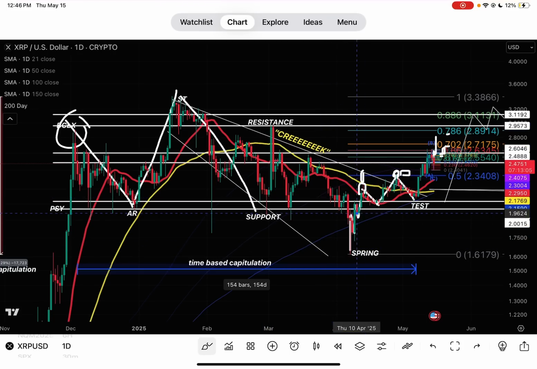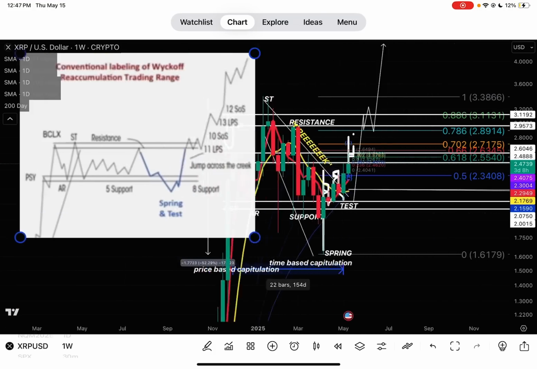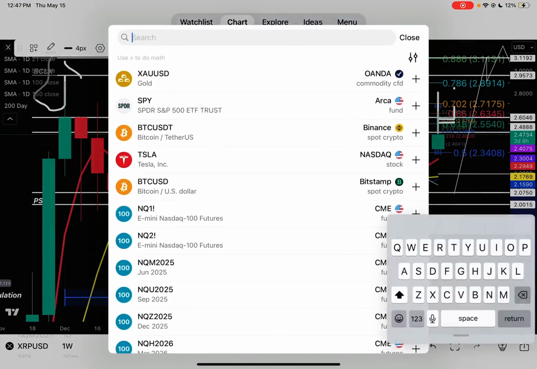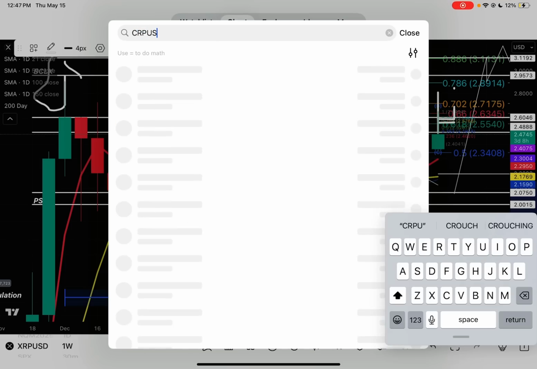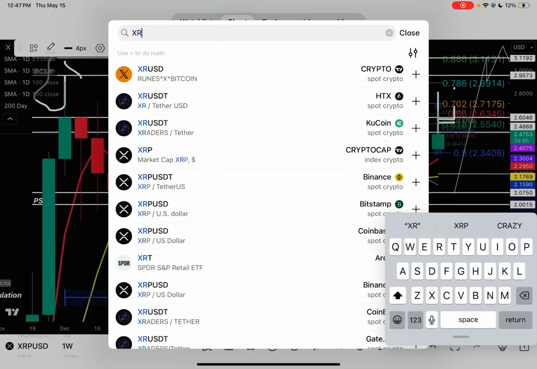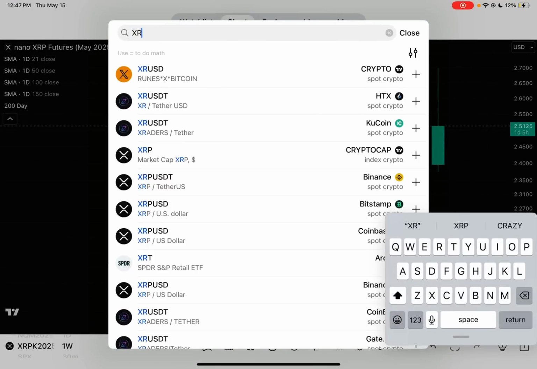Now, taking a look at this on the weekly time frame, you guys can see that we actually pierced below the 200-day moving average, but managed to close back into the range. Do you guys see this? I'm going to pull up this chart over here on Coinbase so you guys can see this a little bit better. So look over here on XRP.